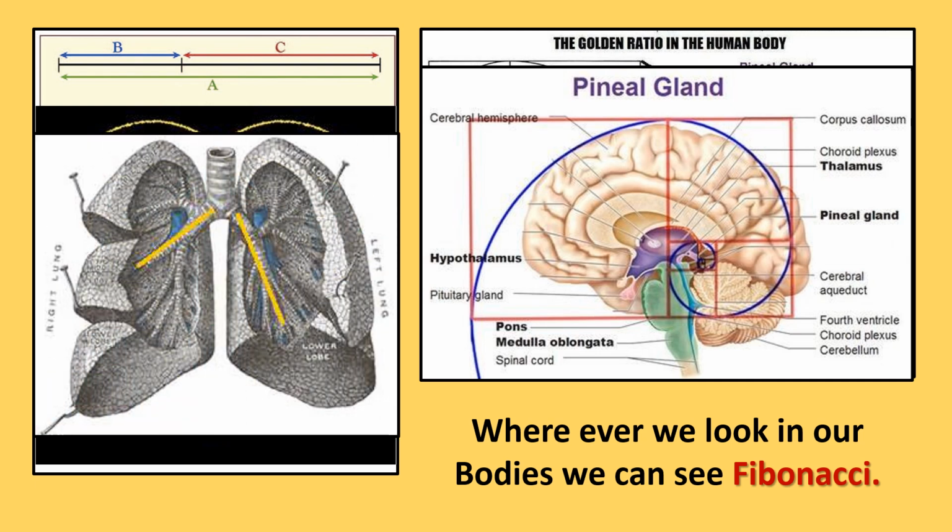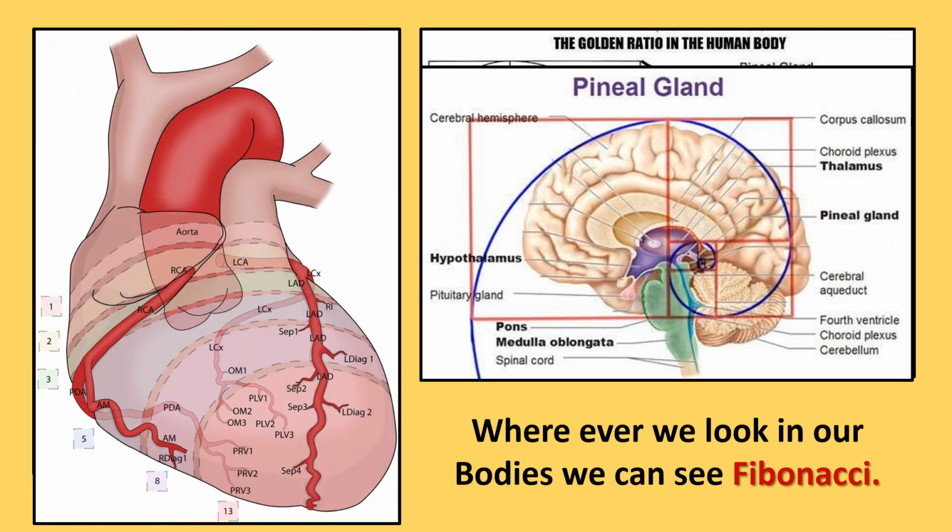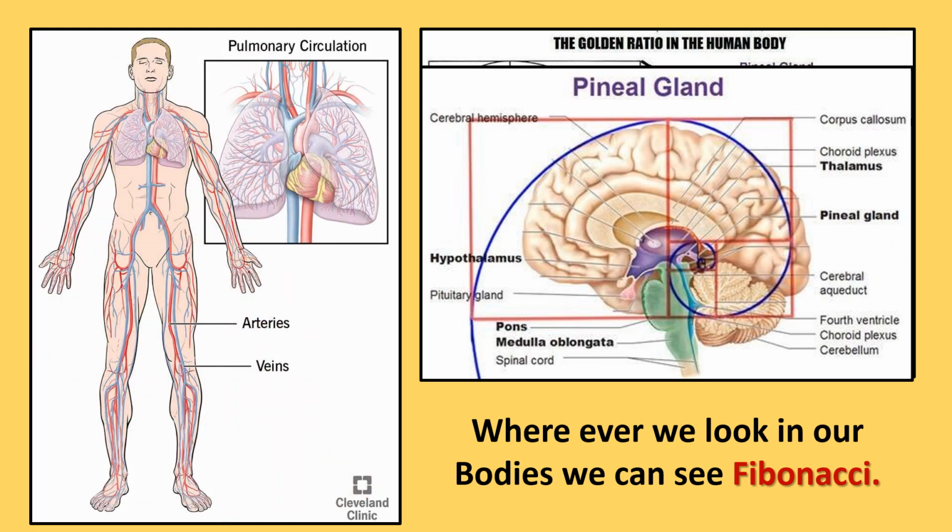It's in our lungs, the way the bronchioles go down to the alveoli. It's actually in there, the Fibonacci sequence. It's actually in our heart, in the valves of the heart. I can't go into it in detail, but it's there. It's in the arteries and veins. Many of the branches of our arteries and veins follow the Fibonacci sequence. And of course, the pulmonary circulation has so much Fibonacci branching.